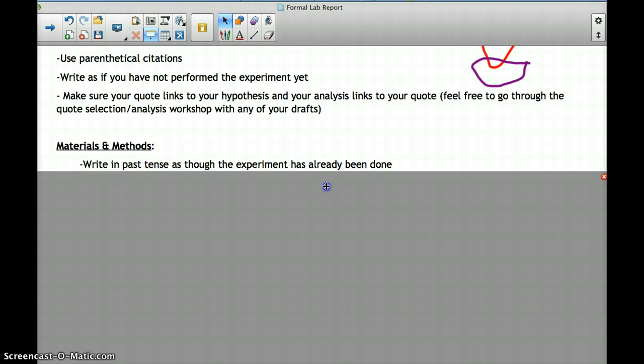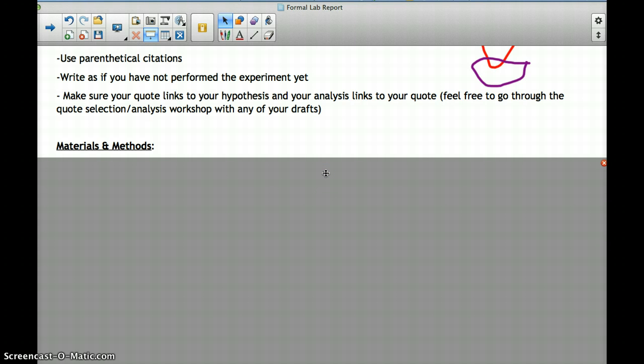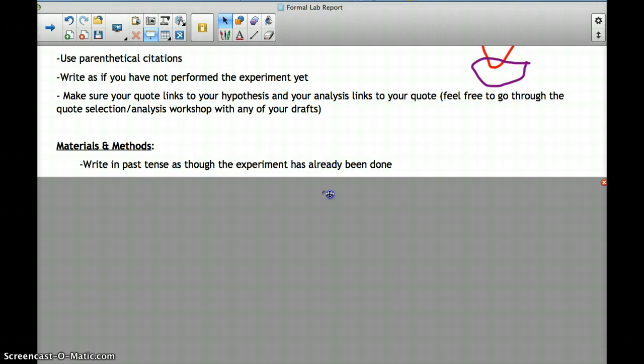So on to materials and methods. You did have a crack at this earlier in the term, so we're going to review that, because a lot of your materials and methods lacked reasoning. So a couple of things. First, you're going to write in the past tense as though the experiment has already been done. Make sure you're in past tense.